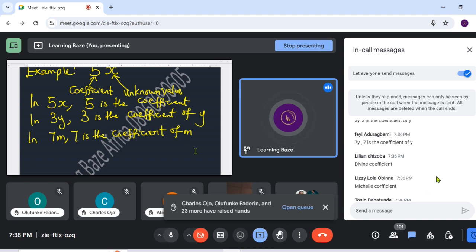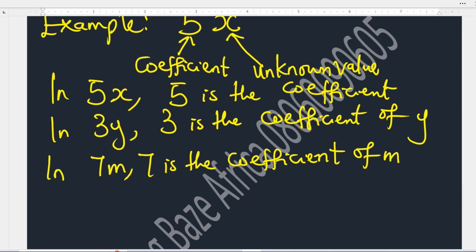Okay, so thanks for typing, everybody. So that's coefficient, and thanks for spelling it correctly. So let's continue. Don't forget that we have like and unlike terms. We have coefficients. Okay, so now let's look at more.